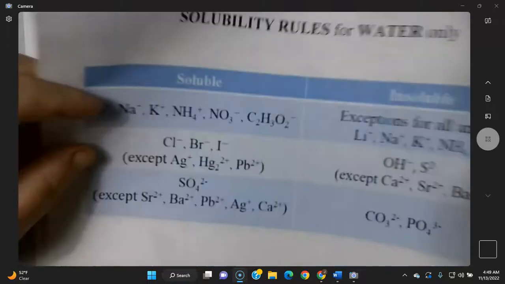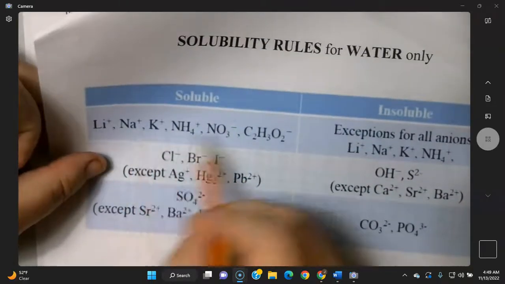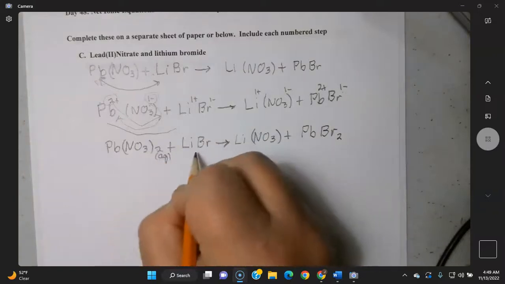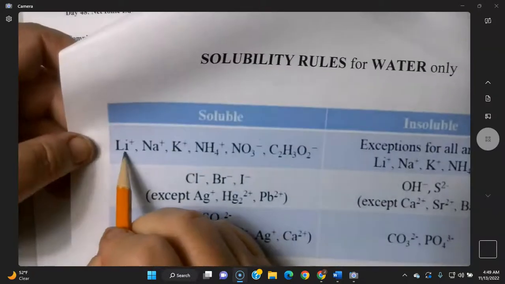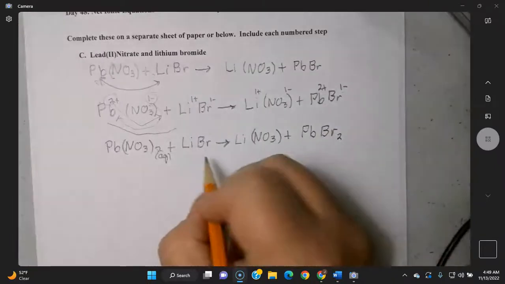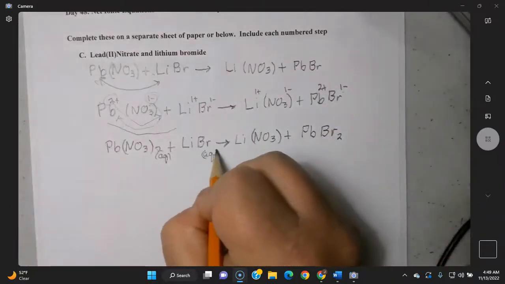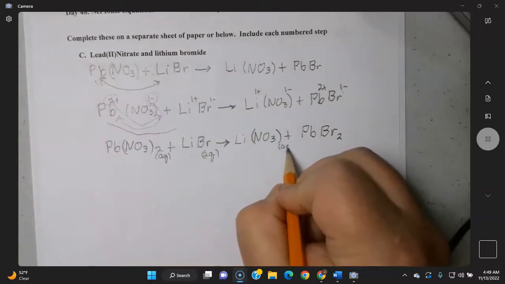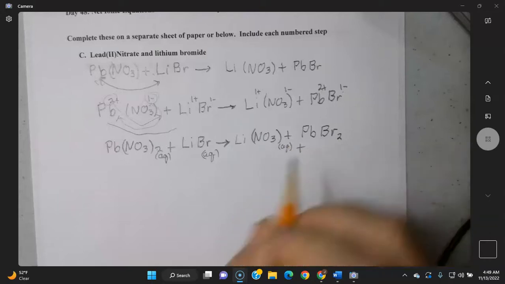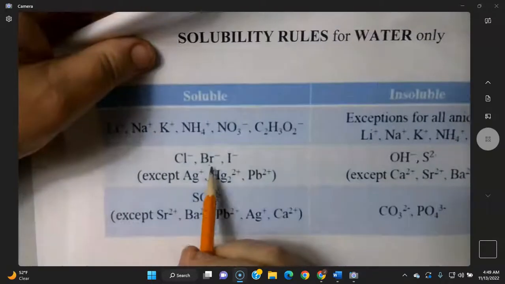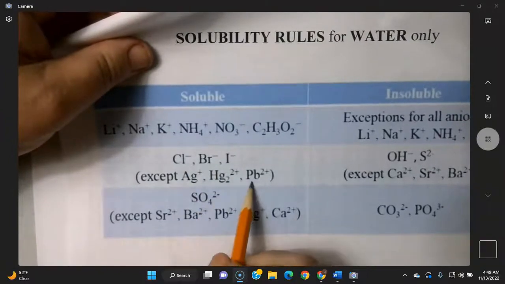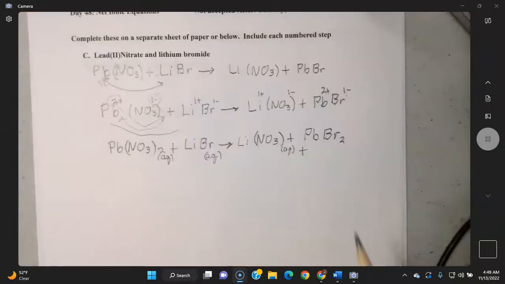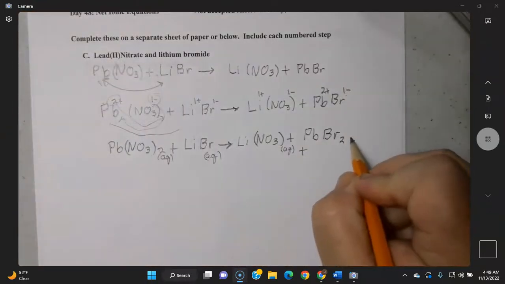And NO3 is soluble with anything. There's no exceptions to these up here. So it's aq. LiBr, lithium, soluble with anything up here on that top left. Again, LiNO3, those are both soluble with anything, so that's aqueous. And PbBr2, so here we come here. We see that bromine is soluble with anything except for these 3, and one of those is lead, and specifically lead 2. Those are insoluble, so that becomes solid.